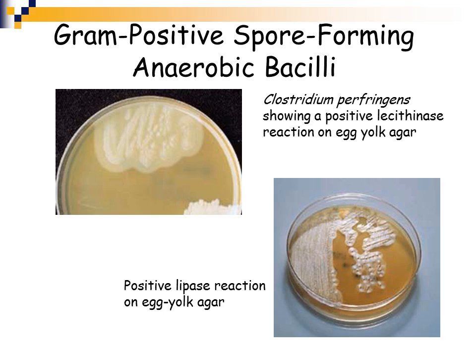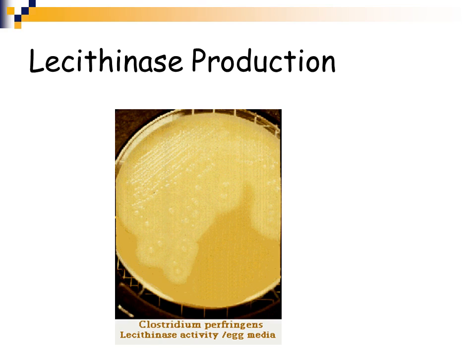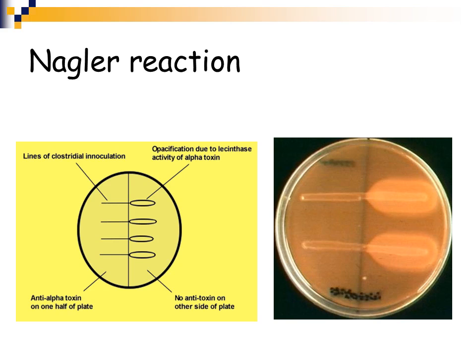So on the top left, you could see the lecithinase reaction, that zone of opacity around the colonies growing on the anaerobic egg yolk agar. And on the bottom right, you could see also on egg yolk agar the lipase reaction, where you see an iridescence around the colonies. Again, here's your egg yolk agar with Clostridium perfringens showing lecithinase activity.